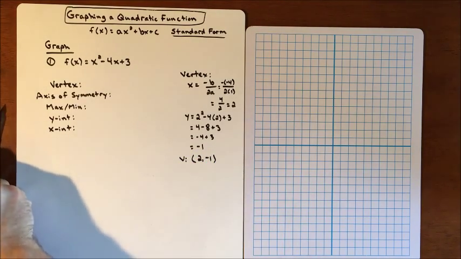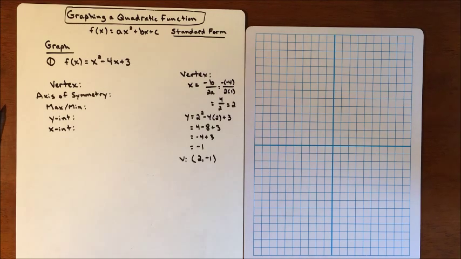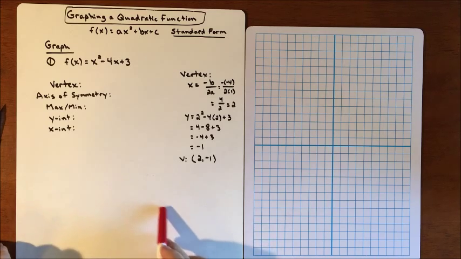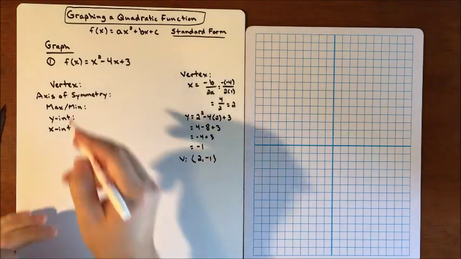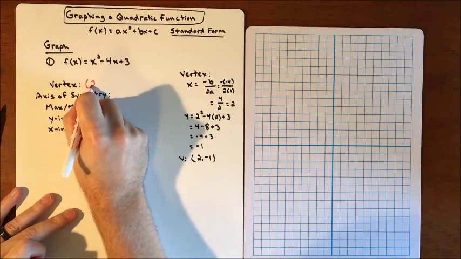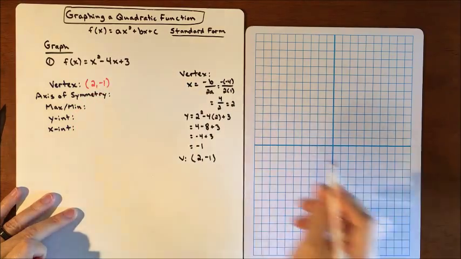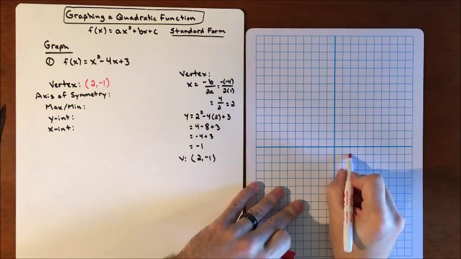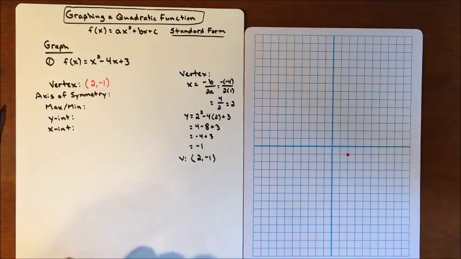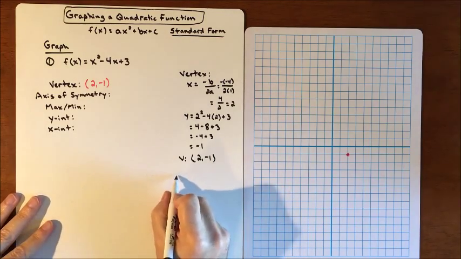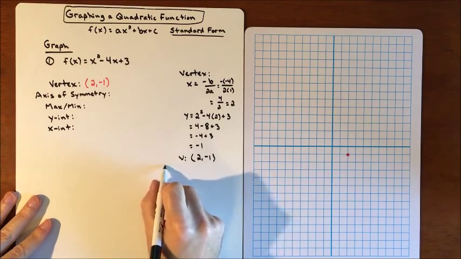So that does a couple things for us. That's going to be the point that is either the top or the bottom of the graph, because a quadratic has a parabola shape to it, and this is the center of that graph. Everything else is going to be symmetrical around that. So right now we are sitting with a vertex of (2, -1). Our graph is either going to go up from here or down from here, depending on the graph.